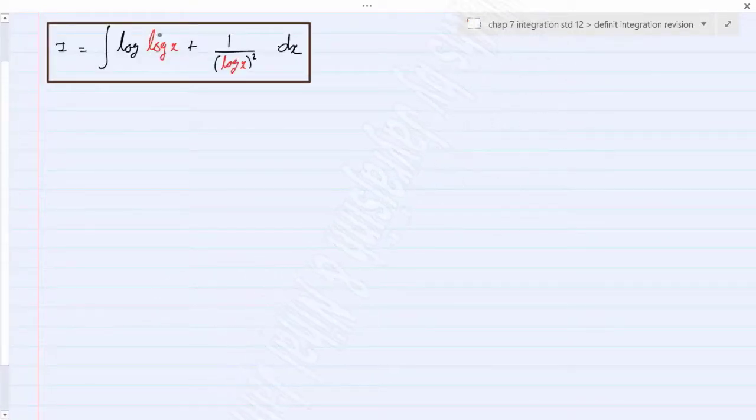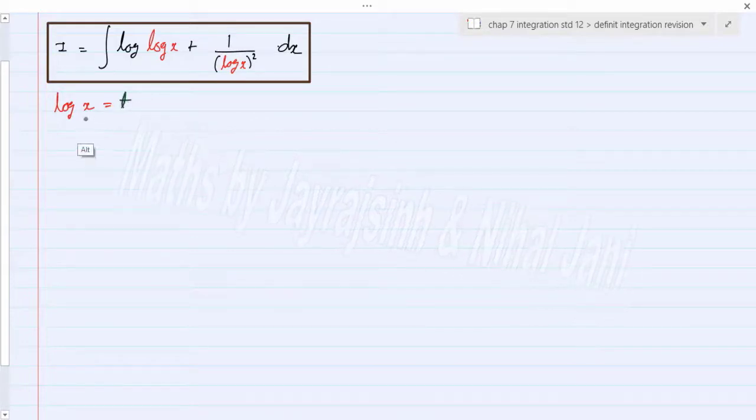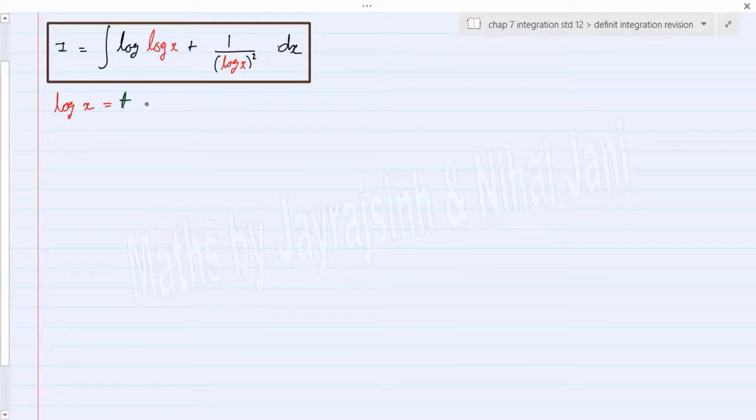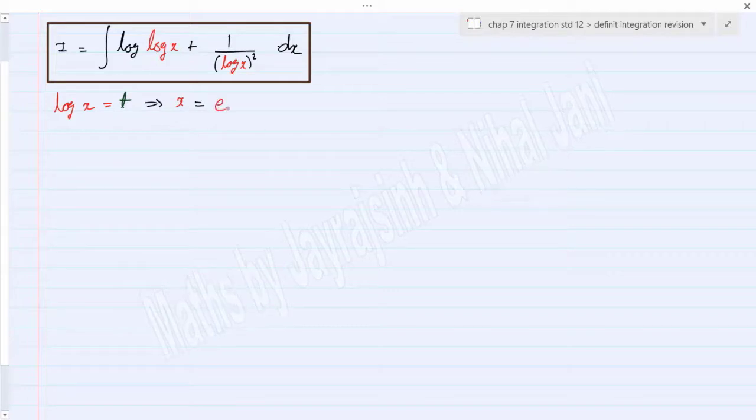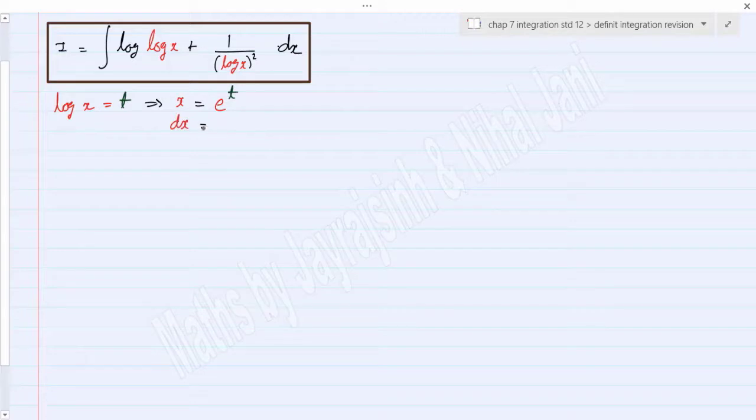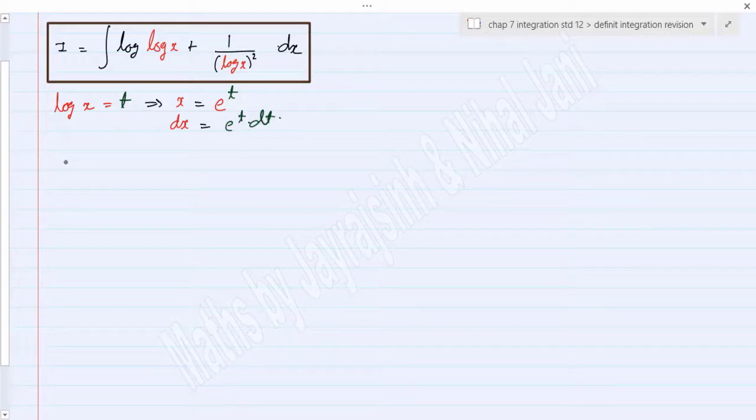Here we have to integrate log x plus 1 upon log x the whole square dx. We have so many logs, so let's assume log x is equal to t. Now, we don't have any differentiation of log x within the multiplication of dx, so we should make x the subject. So we'll get, your dx will become e raised to t dt. Now, we are ready to modify our integration.